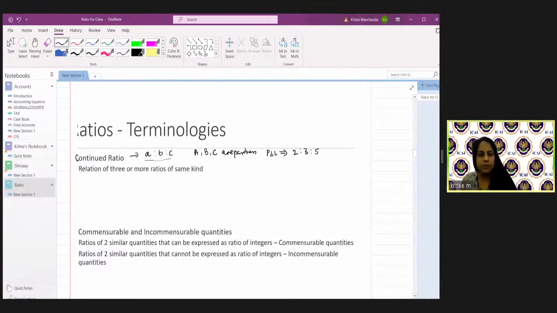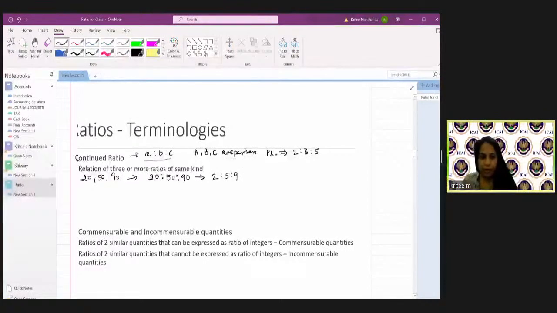Again, supposedly I have three numbers, 20, 50 and 90. I have to represent them in the form of continued ratio. Ratios are expressed in the simplest form. So when I say 20 is to 50 is to 90, all of them are divisible by 10. So the continued ratio after dividing them by 10 would be 2 is to 5 is to 9. Very simple way of presenting it, isn't it?